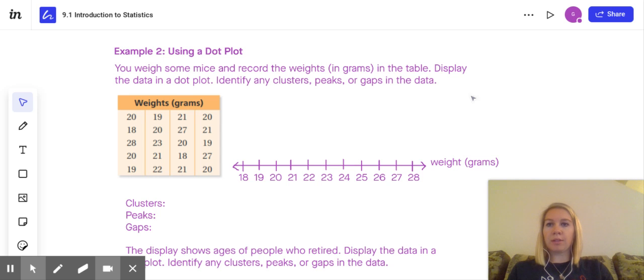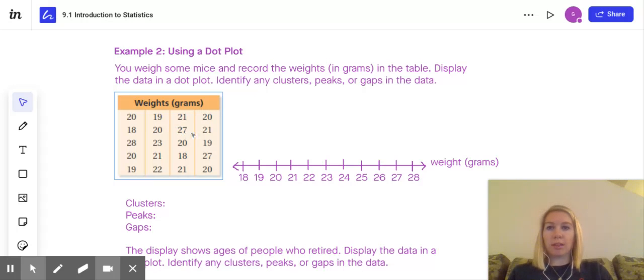All right, sixth graders, let's go over example 2 using a dot plot, and this is part of chapter 9, section 1, Introduction to Statistics. Okay, the first problem here says, you weigh some mice and record the weights in grams in the table. Here's the table down here. Display the data in a dot plot. Identify any clusters, peaks, or gaps in the data.